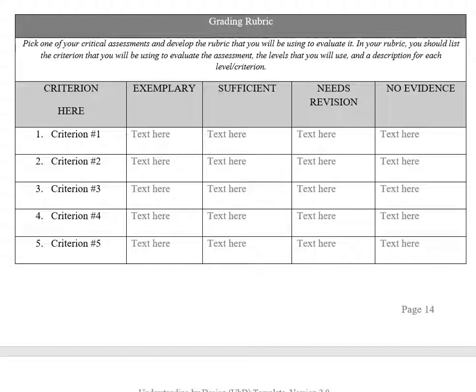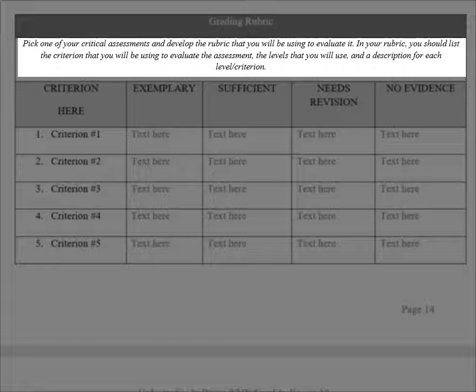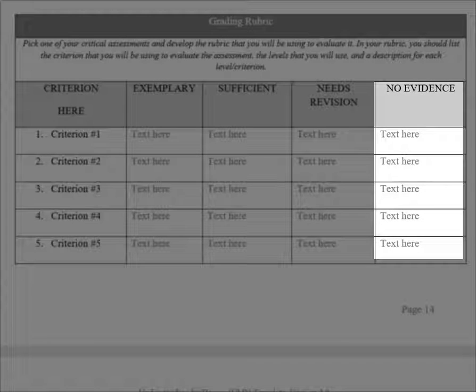Once we have finished identifying our other evidence, we move on to our grading rubric. This rubric should include the criterion you use to evaluate your assessment, the levels that are used, and a description of those levels and criteria. Don't forget to have a no evidence column for accurate grading and feedback.